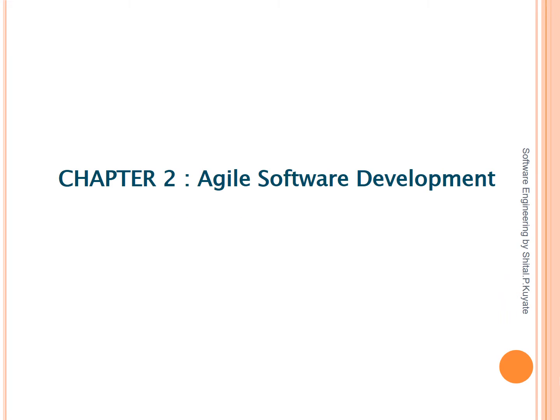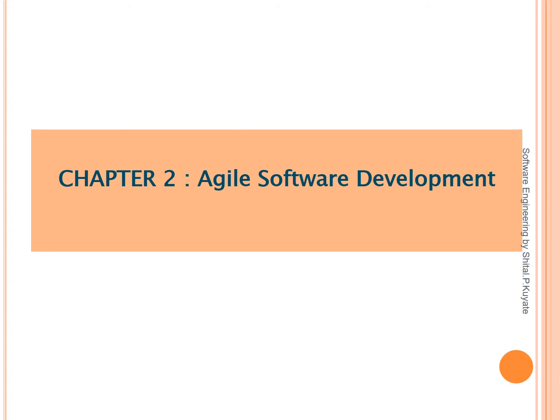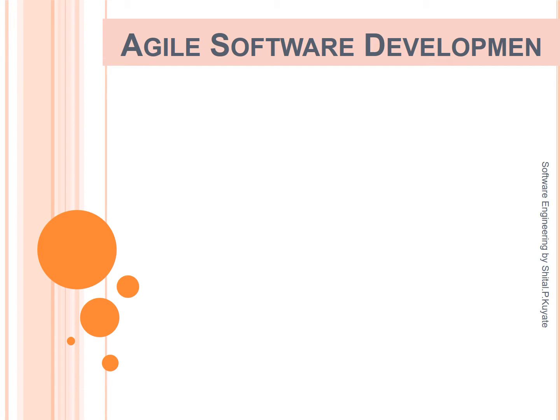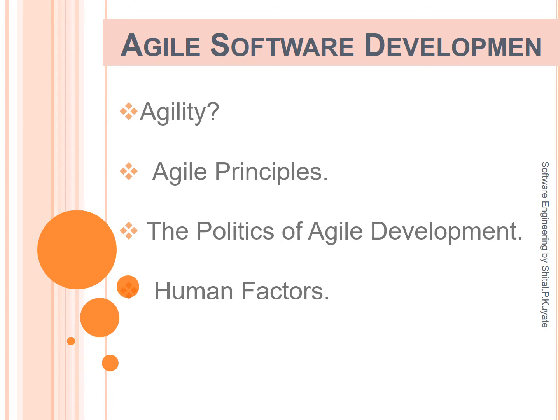Hello everyone. In this lecture, I am going to discuss the second chapter of software engineering, that is Agile Software Development. I am going to cover the following topics. First one is agility, meaning what is agility. Second one is Agile Principles. Then politics of Agile Development. And the last one is the human factors.